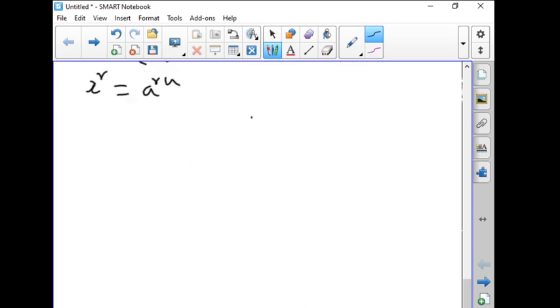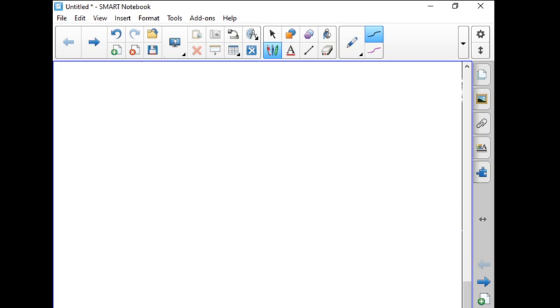This is in the exponential form. Writing in logarithmic form, how will you write? Log x power r to the base a is equal to ru. What is r into u? It is r log x to the base a. So, hence we have proved the power rule.